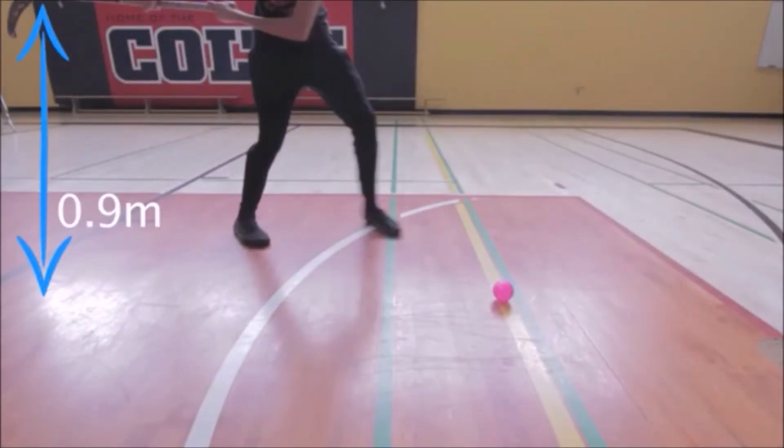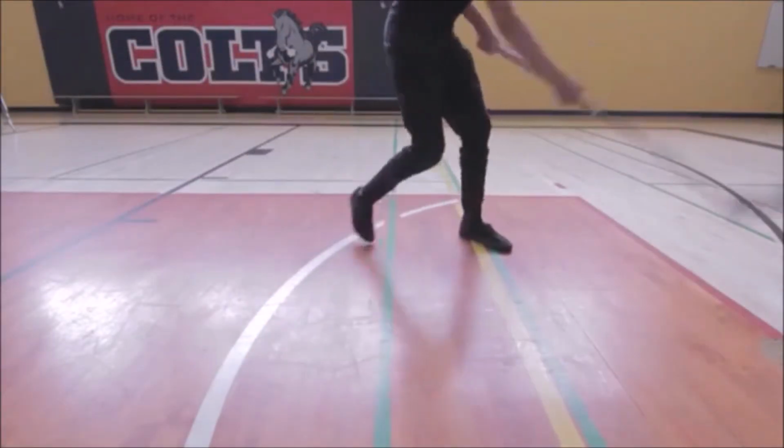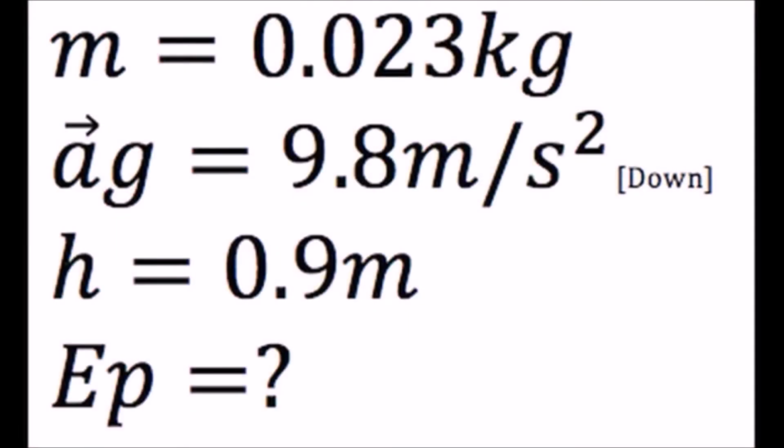Potential energy. By looking at this video, you can see the height is 0.9 meters. For the givens list, the mass is 0.023 kilograms, the acceleration due to gravity is 9.8 meters per second squared down, and the height is 0.9 meters. Now we have to find the potential energy.